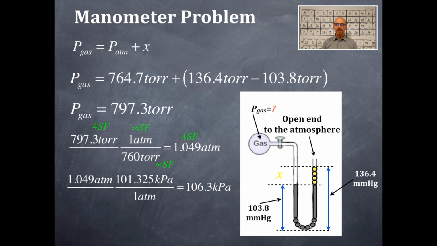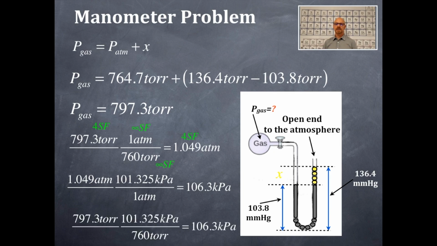If you didn't like that unit conversion, you could have actually stayed with the 797 torr and converted that into kilopascals. So that's right here down at the bottom. That gives you that example, and you still come up with the same answer. So that is 797.3 torr, and converting the torr into kilopascals, the 760 torr and the 101.325 kilopascals also have an infinite number of significant figures. So the 106.3 kilopascals is the same no matter which unit conversion process you use.